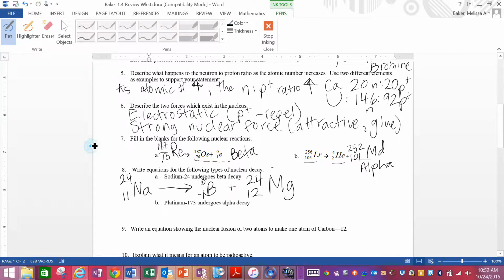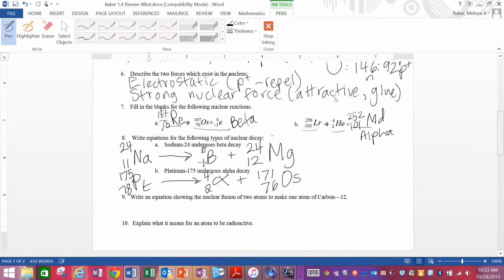How about platinum 175 undergoing alpha decay? If you look up platinum's number, it's 78. If this loses a chunk of itself that has a mass of 4, 2 protons, 2 neutrons, you need to do a subtraction. 175 minus 4 is 171. 78 minus 2 is 76. That's a new element, Os, osmium.